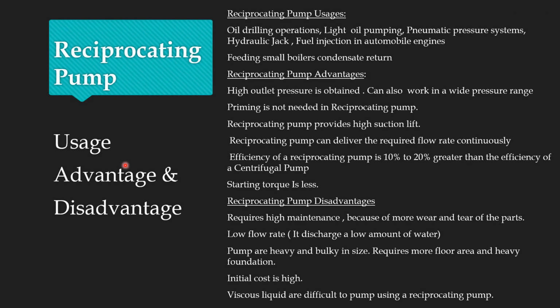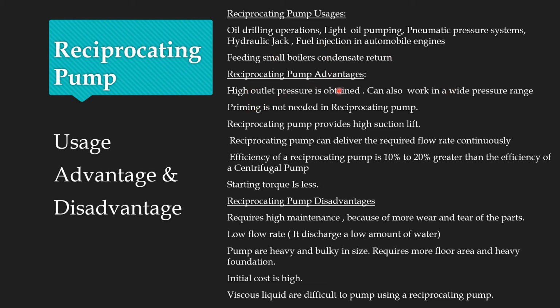Now we can see the usage, advantages and disadvantages of the reciprocating pump. The reciprocating pump can be used in oil drilling operations, light oil pumping, pneumatic pressure systems, hydraulic jacks, fuel injection in automobile engines, feeding small boilers, and condensate tanks. Mainly it is used as a hydraulic pump for hydro tests in boilers.